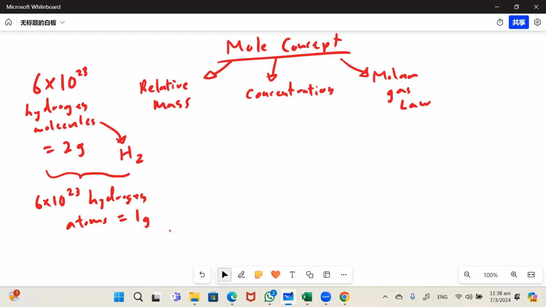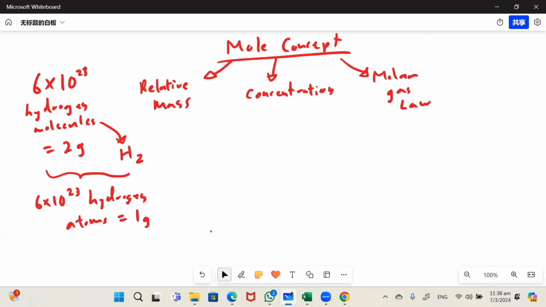Hydrogen molecules is 2, correct, H2. 2 balls is 2 gram. 1 ball is atom. Molecule, atom. I'm temporarily confused. 2 balls, 2 gram, 1 ball, 1 gram.